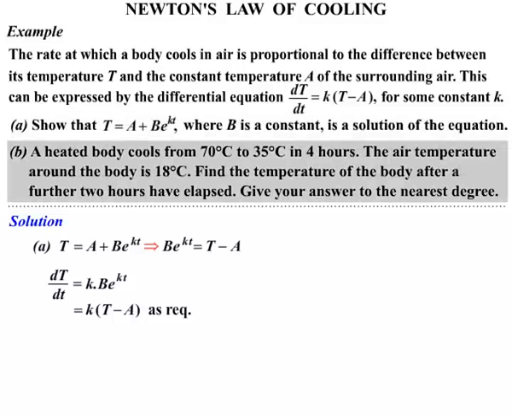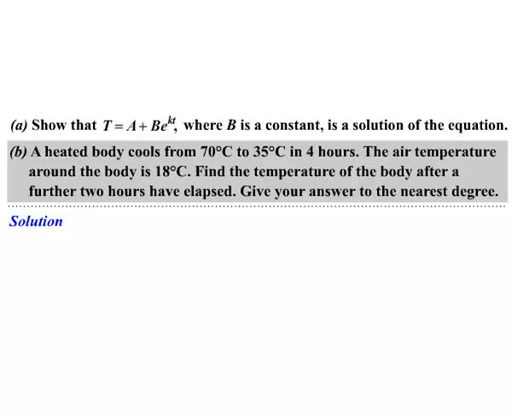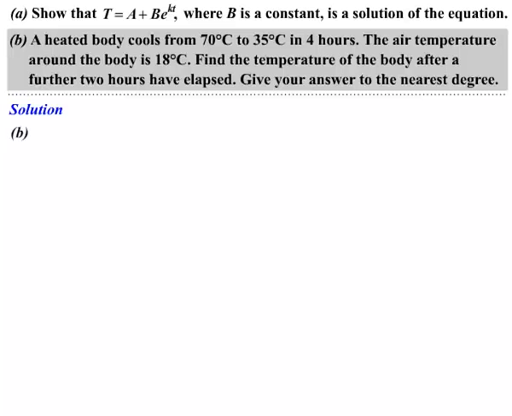Terrific. Part B now, well, we'll need a little bit of space, so let's clear some room there. Now the A, recall what the A is. It says the air temperature around the body is 18 degrees Celsius. So that's what A is, okay? A was the temperature of the surrounding air. Now it says that the heated body cools from 70 degrees Celsius, okay? So that's the starting point. So when t is 0, when time is 0, the temperature is 70 degrees. And then it changes to 35 degrees in 4 hours. So when time is 4, the temperature is 35.